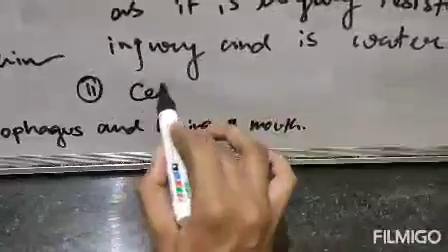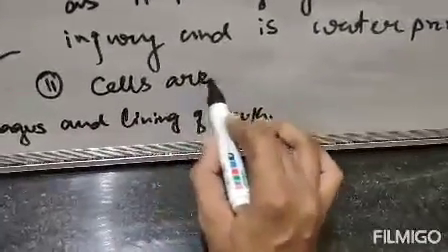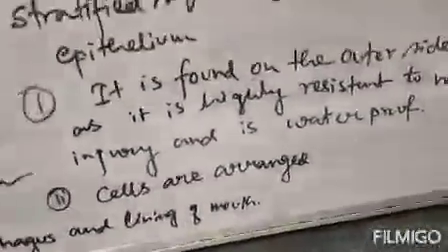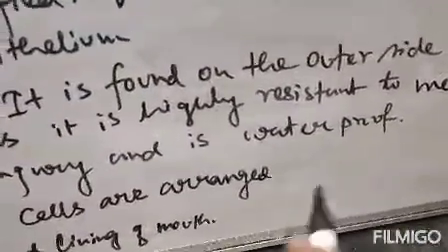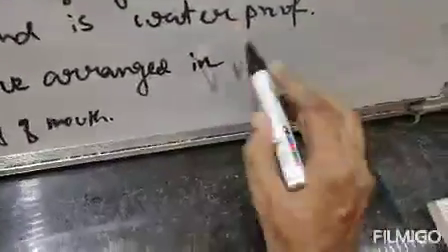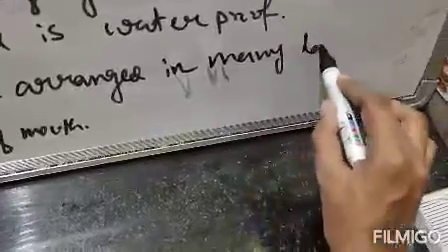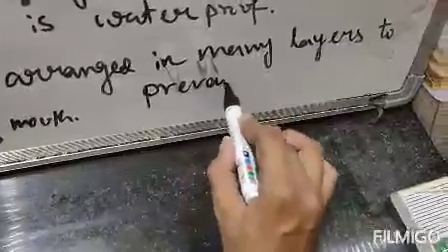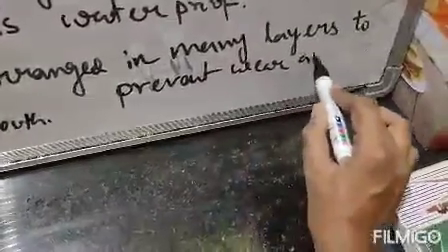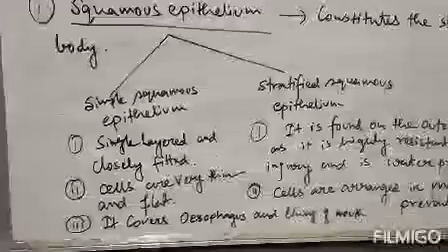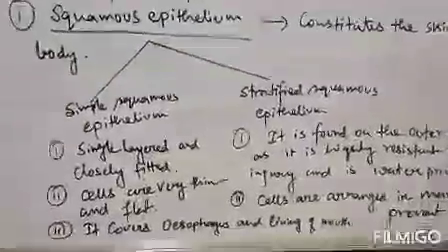Number two, cells are arranged in many layers to prevent wear and tear. Clear? So this is about stratified squamous epithelium. So this is all about squamous epithelium tissue under epithelial tissue.